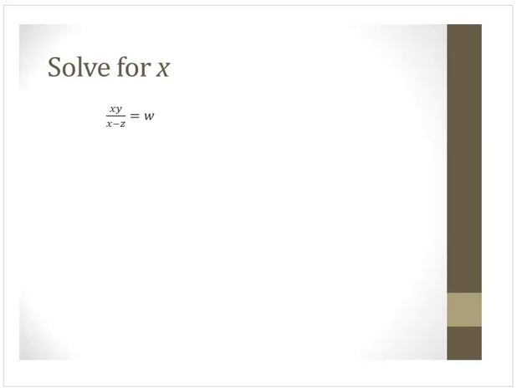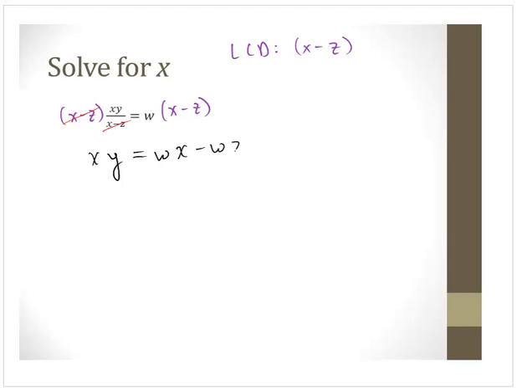Well, this equation has a rational form, so I'm going to use a similar technique first. I'm going to multiply through by the LCD. Well, in this case, there's really only one denominator. There's only one fraction. So the LCD is just x minus z. So I'll multiply through both sides by x minus z. Now on the left-hand side, those factors of x minus z go away, leaving xy on the left. And on the right, I'll apply the distributive property. I'd have wx minus wz.